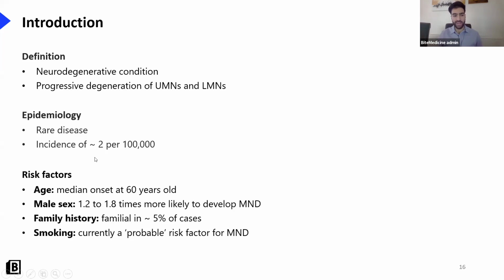It's a disease of elderly men. So 60 years old is the median age of onset, and males are more likely to develop it. It can be familial in 5 to 10% of cases, and smoking is thought to possibly be a risk factor. But the point is, we don't really understand the actual mechanisms, the pathophysiology and the etiology of this disease too well.